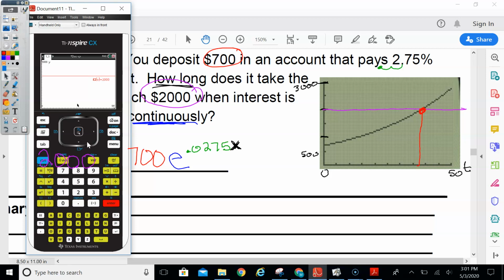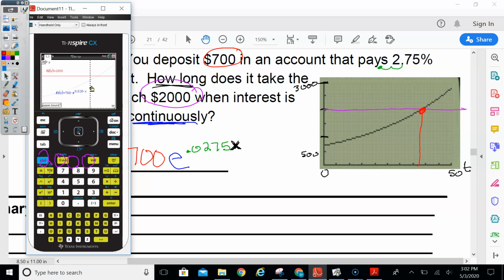Oh, where did the other one go? That was my mistake here. I put a 7,000 instead of 700. So if I do 700, there we go. There's our graphs. So here is the line, here's the equation. Remember how we find the intersection here? You go to Menu, and then you go to Analyze, and we want the intersection.